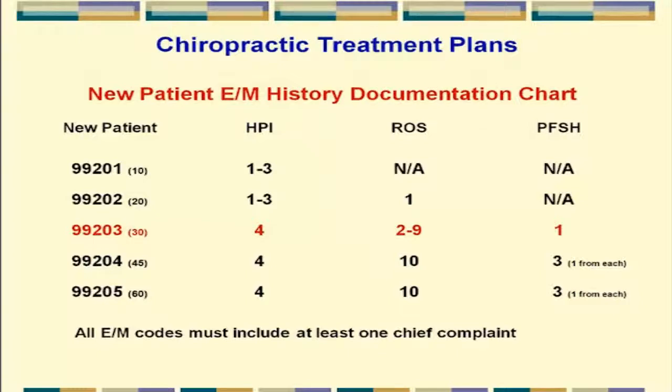Any previous spine-related problems is a past history example. Family history, maybe the patient's mother or father had osteoarthritis, osteoporosis. Social history, stress on the job. Is the patient a smoker? Alcohol, exercise. So those are certain key points you have to meet as far as the history goes.